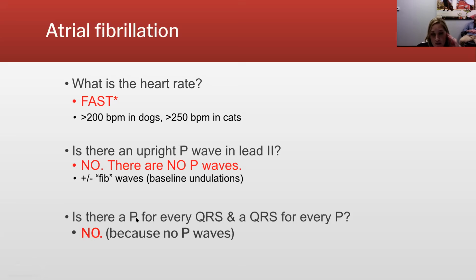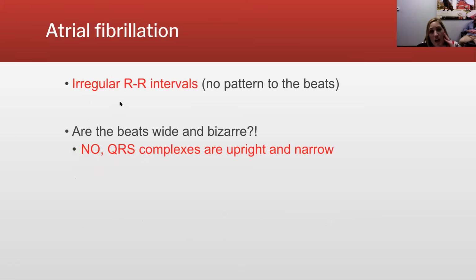And so if you're looking at whether there's a P for every QRS and a QRS for every P, the answer is going to be no, because there are no P waves. And then the other important differentiating factor for AFib is that there are irregular RR intervals, or the distance between the QRS complexes varies. So there's no pattern to the rhythm, and I'll show you several examples. A sinus arrhythmia might vary a little bit, but it's predictable. But with atrial fibrillation, the QRS complexes are just all over the place. You cannot predict when the next one's going to occur. The RR interval might be long, and then it gets short, and then even shorter, then longer again. That combined with no P waves is the classic AFib.